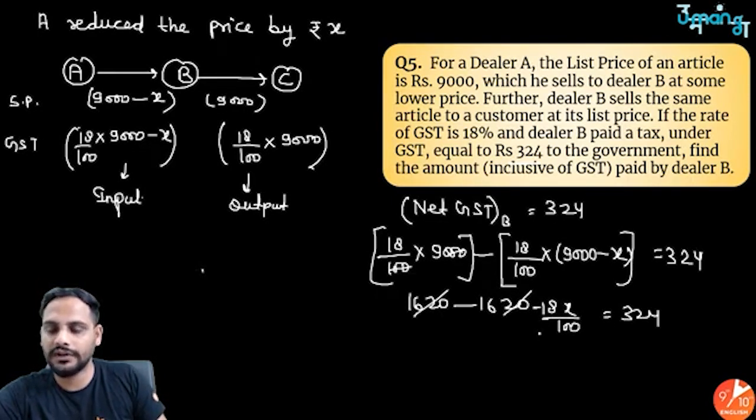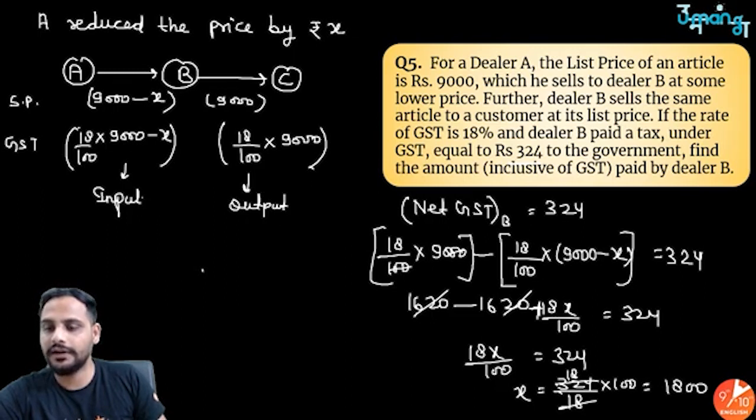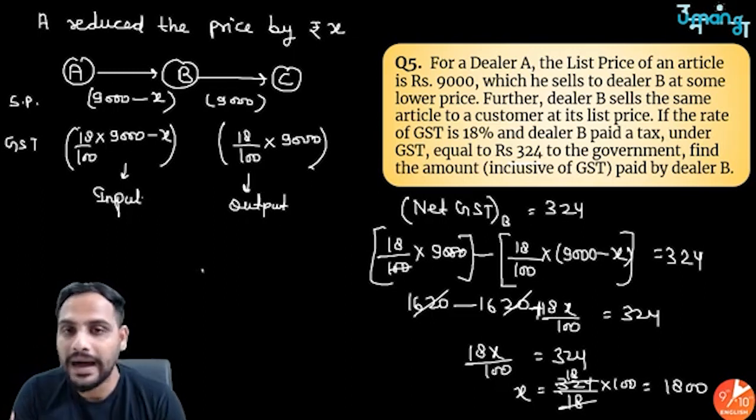So this to this got cancelled. Okay, and sorry, negative into negative will become positive. So 18x by 100 is equal to 324. So x is equal to 324 by 18 into 100. So 18 18s are 1800. That means the price was reduced by 1800.